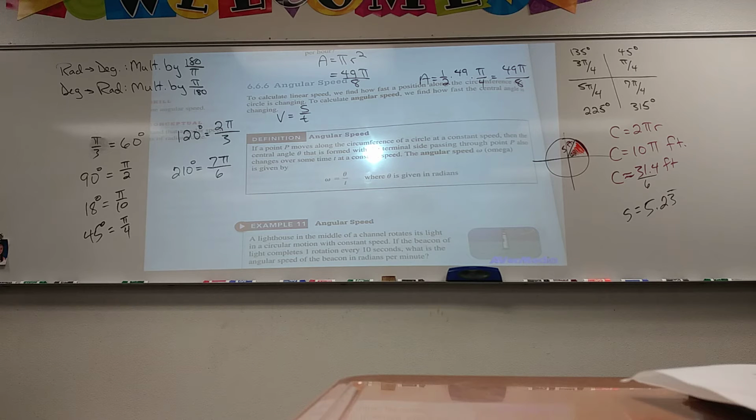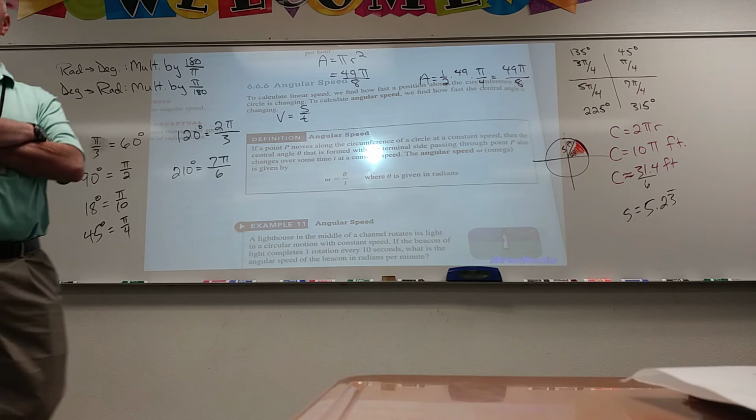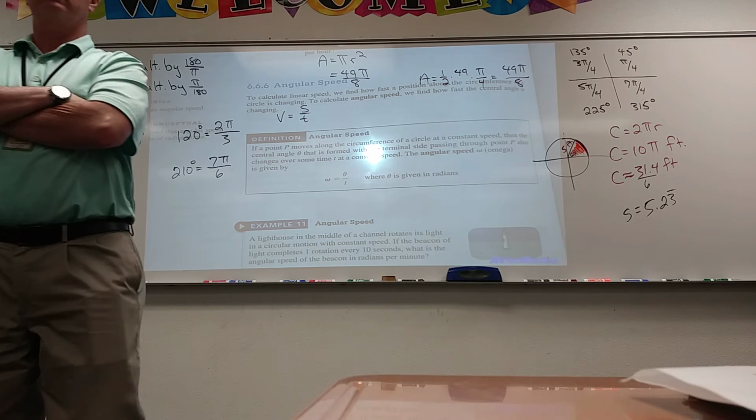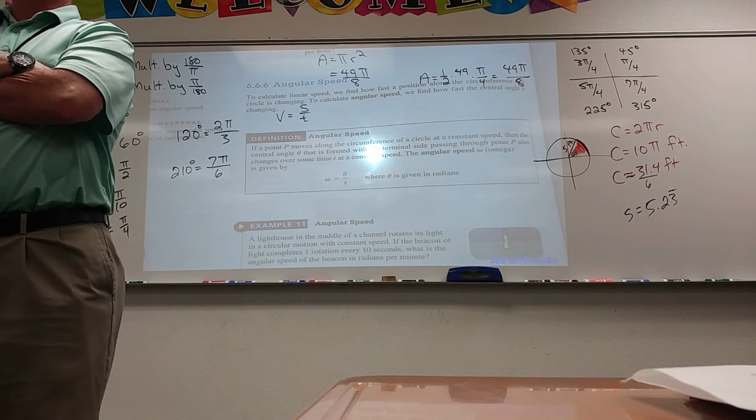So if we said that you were traveling at pi over 2 radians per second, what is that saying? Every second, pi over 2. That's 90 degrees. You would be going 90 degrees per second. In other words, how much of the circle? A quarter of the circle every second.